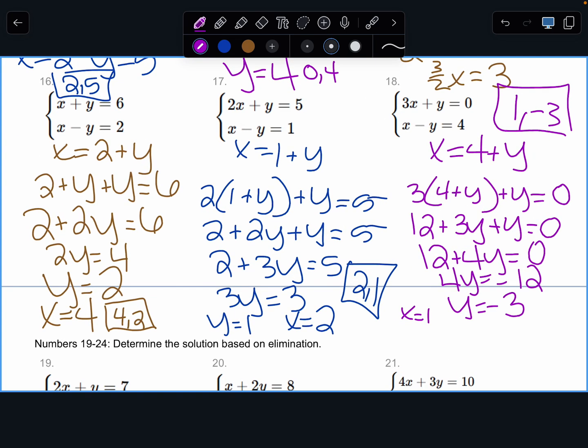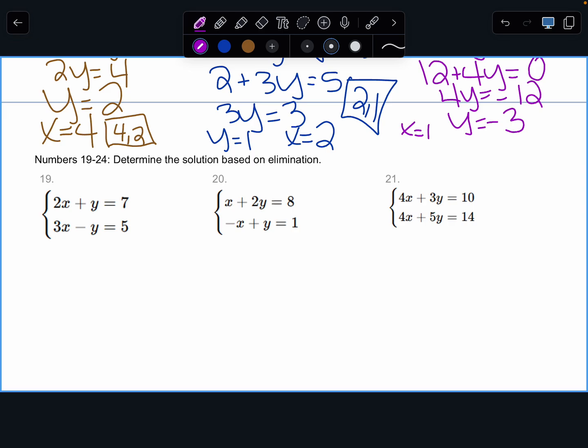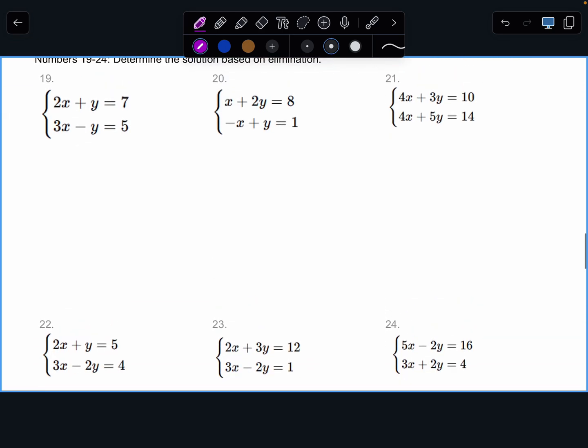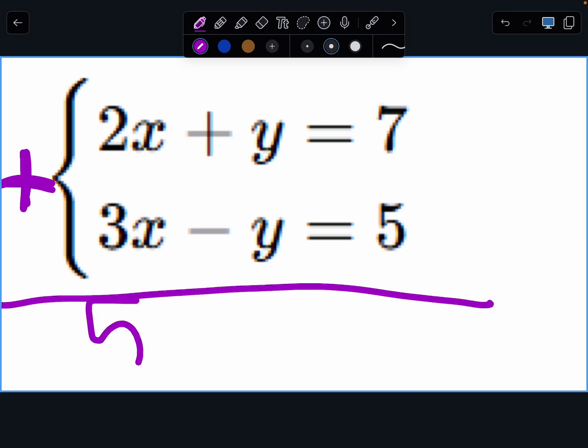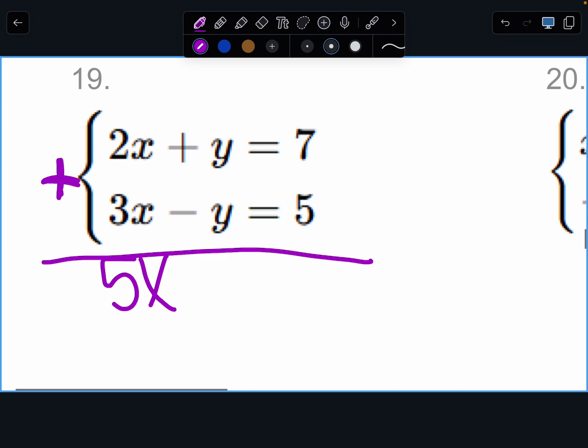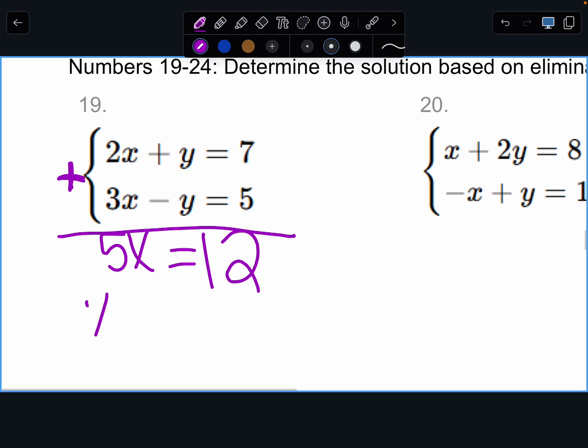And then the last thing that you need to review is elimination, which typically is the hardest one. So this one you're adding and subtracting. So this one I'm going to add. So 2 plus 3x is 5x. y plus negative y is 0. And 7 plus 5 is 12. We get x is equal to 12 over 5.